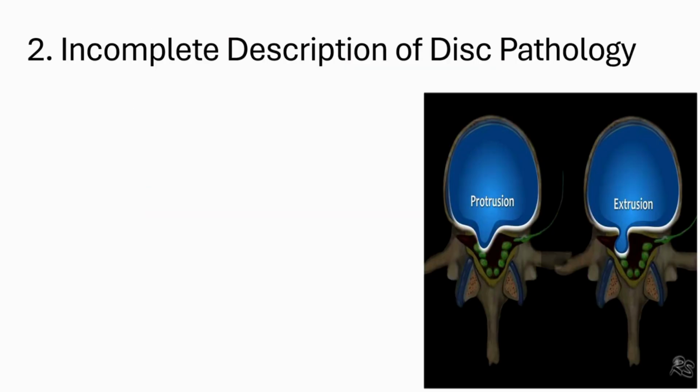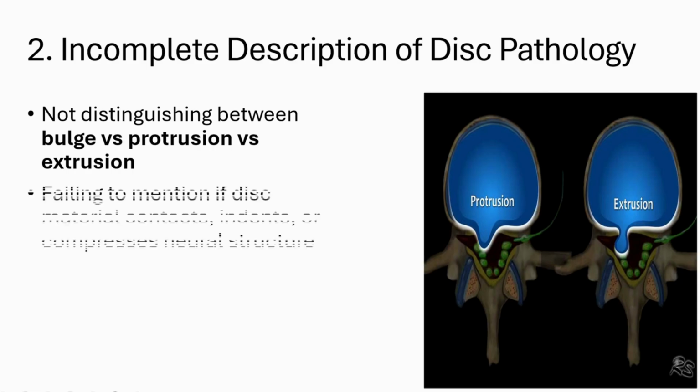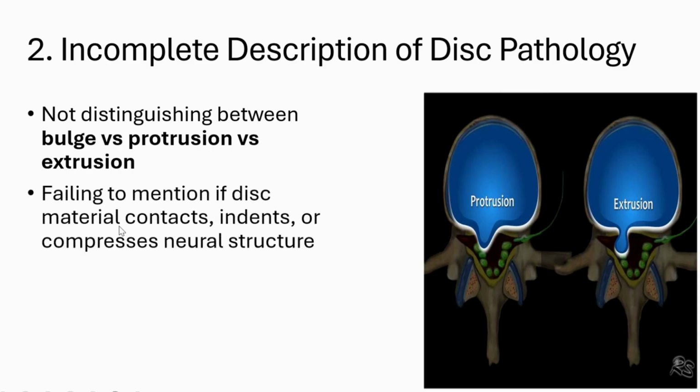Now the second mistake is incomplete description of disc pathology: not distinguishing between bulge versus protrusion or extrusion, and failing to mention whether the disc material contacts the neural structure or thecal sac, indents or compresses neural structures. As we can see in this axial representative image, there is protrusion and extrusion causing compression of the traversing nerve roots.